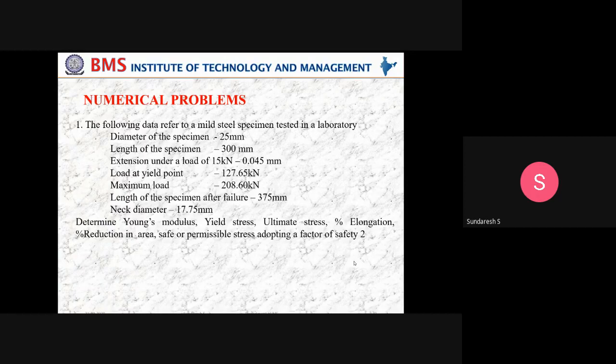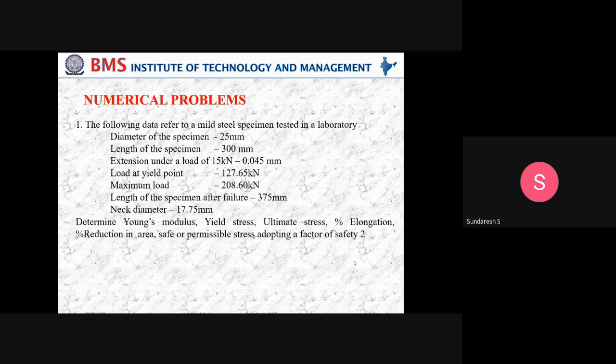If I look at the data they have provided, it pertains to a tensile test conducted on a mild steel specimen. When we discussed the stress strain curve for mild steel under tensile loading, you might have heard terms like yield point, maximum load, and neck. That is where we discussed the stress strain diagram, which is basically to understand the behavior of the material when subjected to tension.